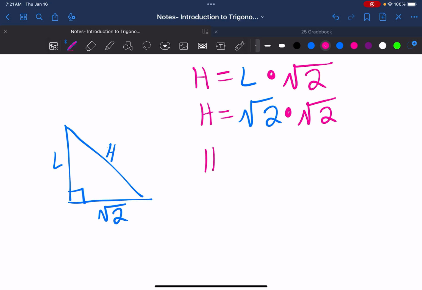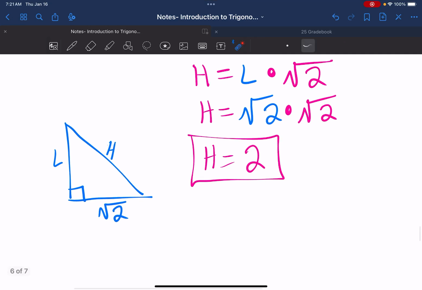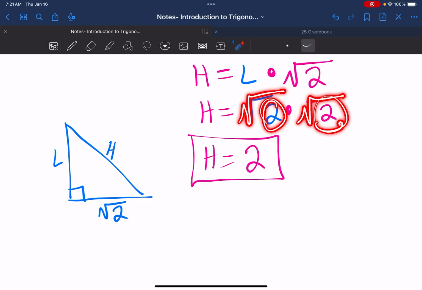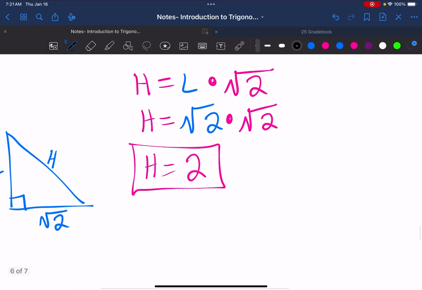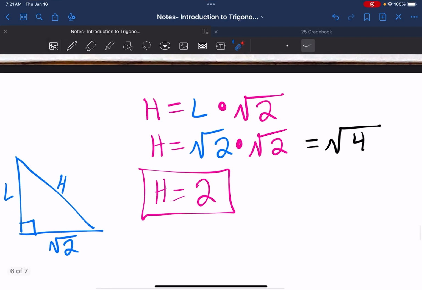If I have square root 2 times square root 2, that's easy. My hypotenuse equals 2. Because if you have two square root symbols and the numbers inside are identical, that cancels out the square root signs. But in case you needed to see it a different way, 2 times 2 is 4, and the square root of 4 equals 2. But again, two identical square roots means take away the square root. The square root symbol cancels.